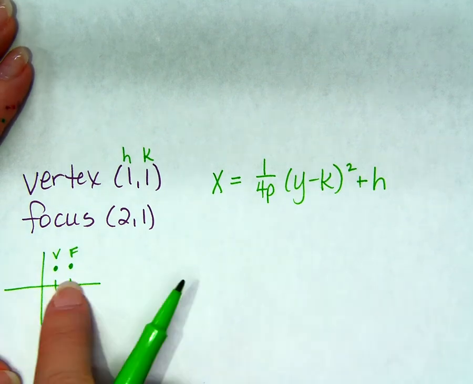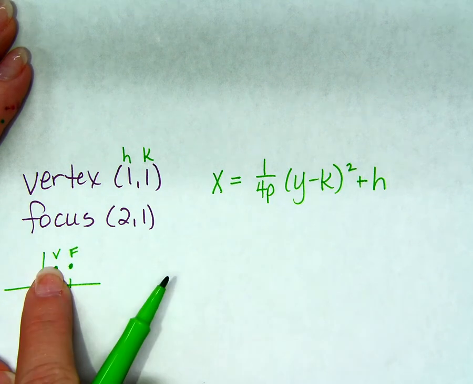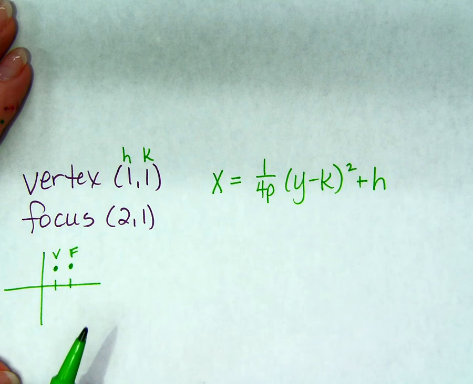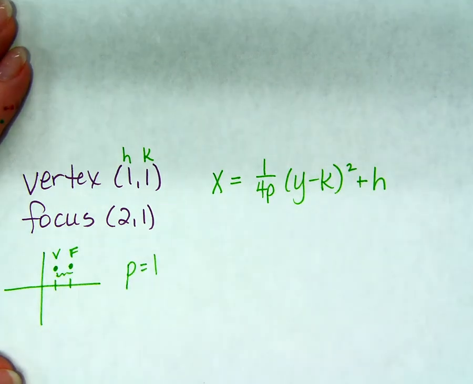Well, we graphed it, so can't we count the distance from the vertex to the focus? Okay, ready? 1. So P is 1, right? Because that's the distance right here.